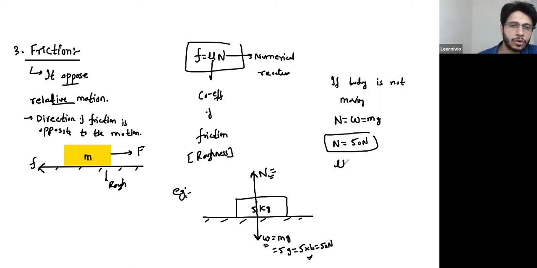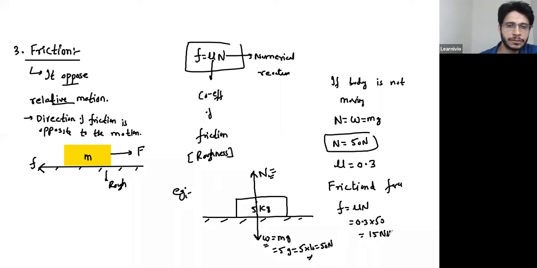If I say that coefficient of friction is 0.3, so Fazil, what is the frictional force acting on the body? It's mu into N, normal reaction force. So how much is mu? It's 0.3 into 50. Reaction is 50. So how much is it? 15 Newton. So the frictional force acting on the body is 15 Newton.